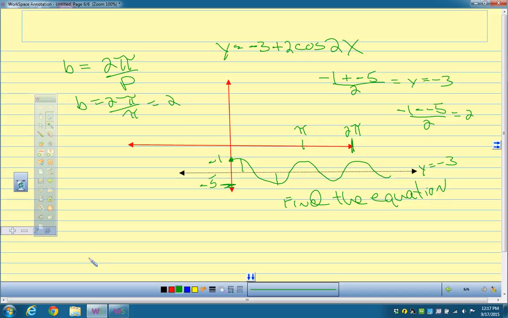Mr. Leo, what does the b stand for again? B is 1 over the period. B doesn't really have a name, but it's how many cycles it does in 2 pi radians, right? How many ups and downs.